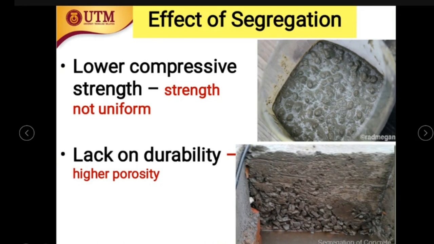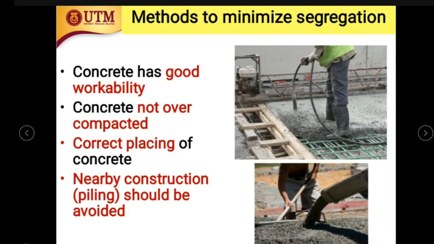Okay, so the effect of segregation, like I said, is non-uniform strength and non-homogeneous properties of the concrete, and also lack of durability, where there is a lot of porosity in your concrete like this. There are lots of voids, and sometimes cracks will also happen due to segregation. And external agents, acid, sulfate, and everything, can easily go inside your concrete to attack it.